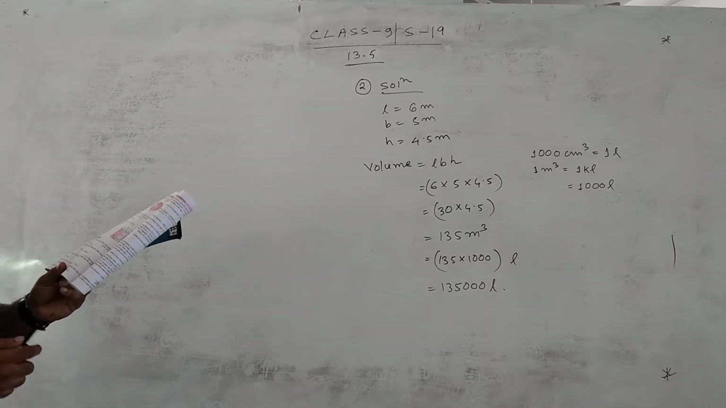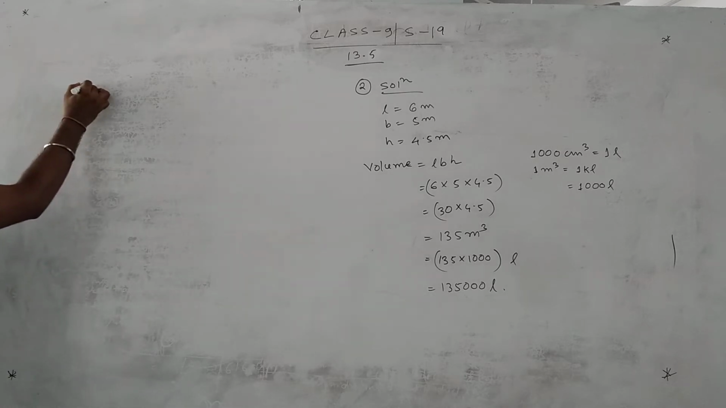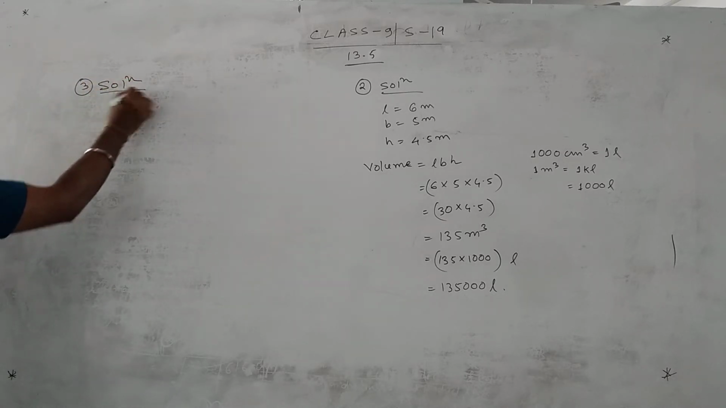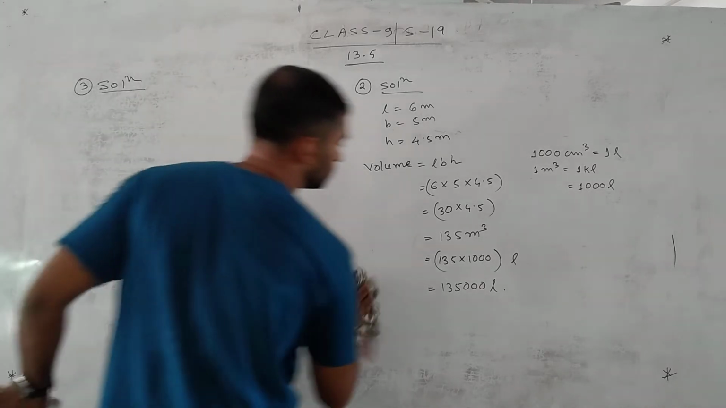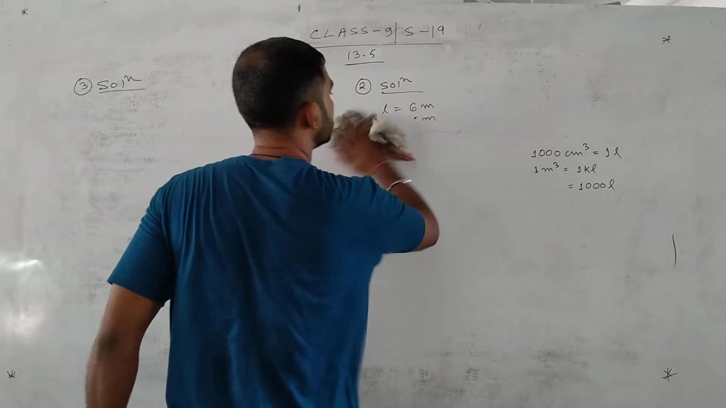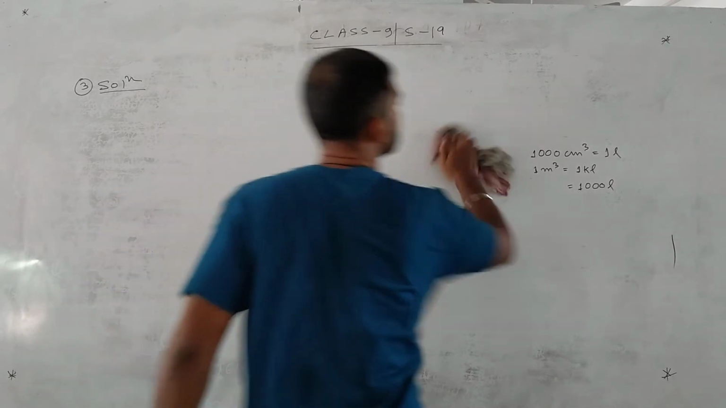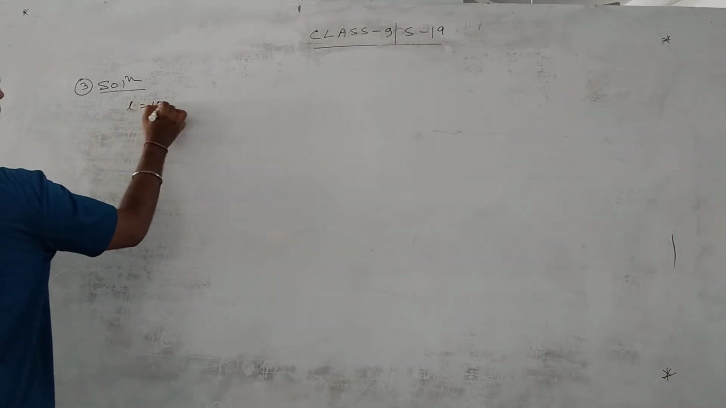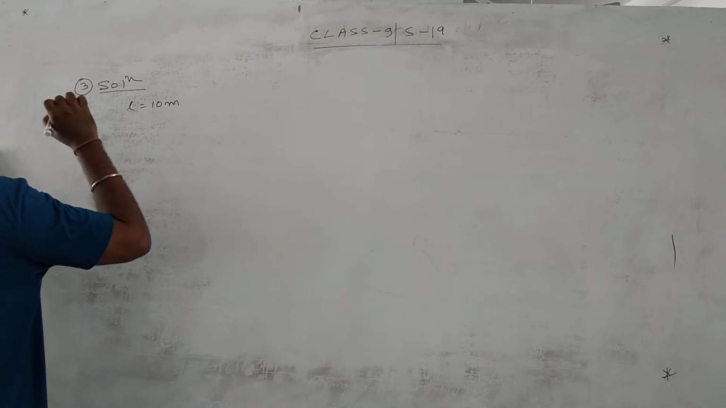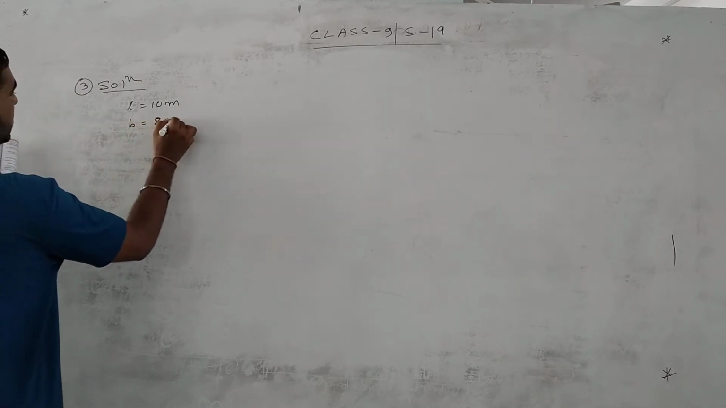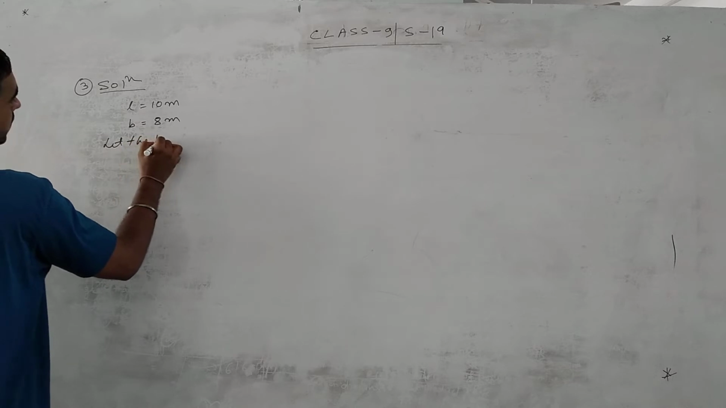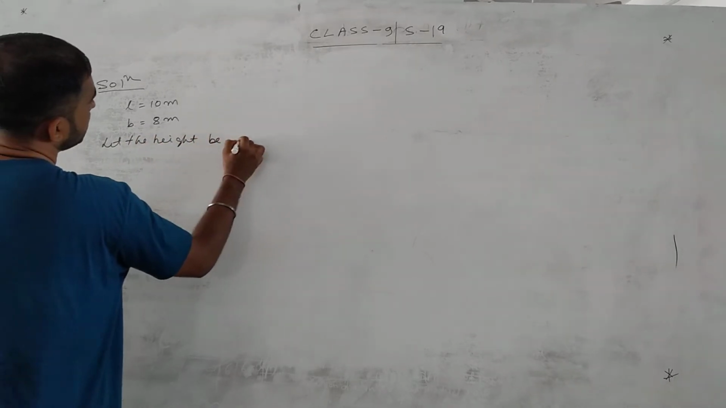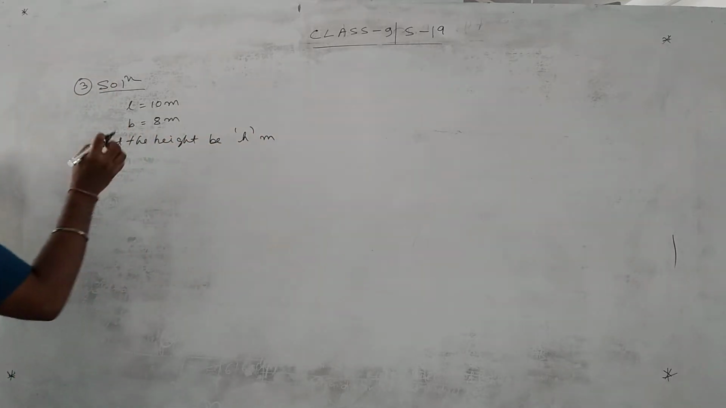Now next, question number 3. A cuboidal vessel is 10 meter long. Okay, L equal to 10 meter. Breadth is given, breadth equal to 8 meter. Height is not given. Let the height be H meter.